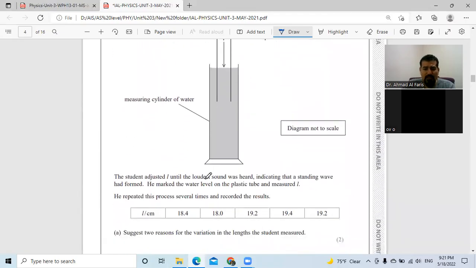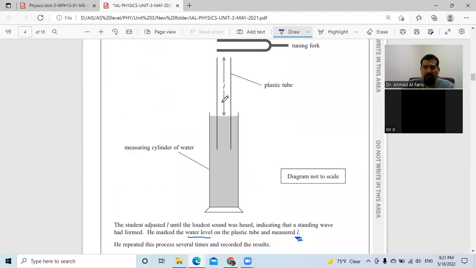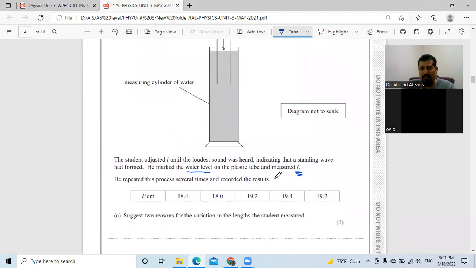The student adjusts L until a loud sound is heard, indicating that the standing wave has formed. He marked the water level on the plastic tube and measured the length L, as you can see here, from the top to the water level when the loud sound is heard.